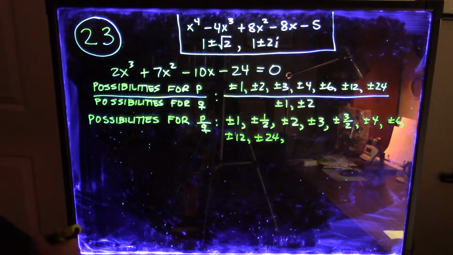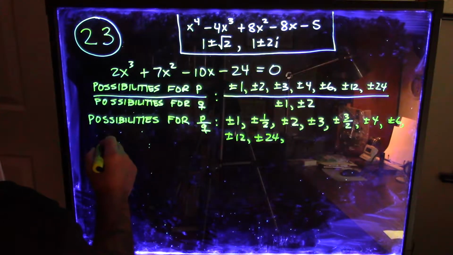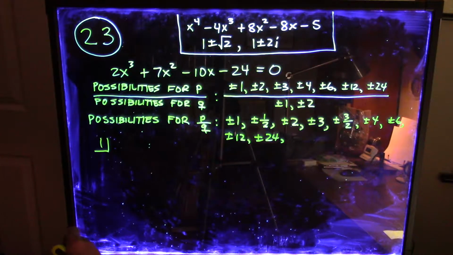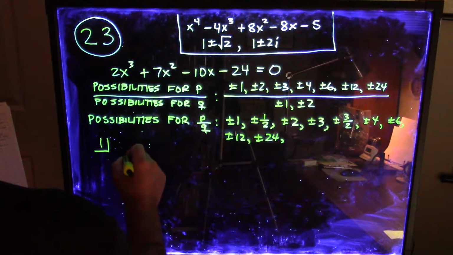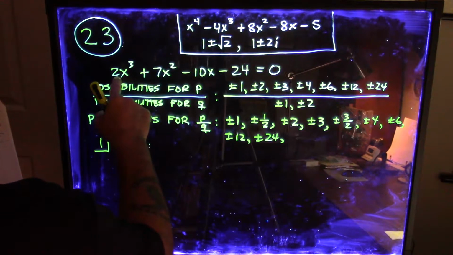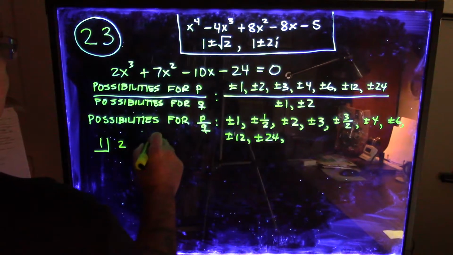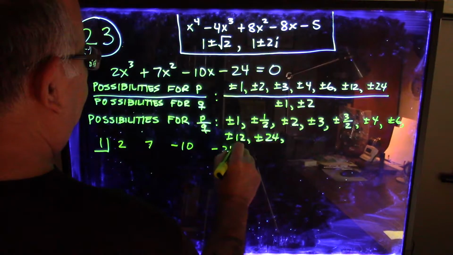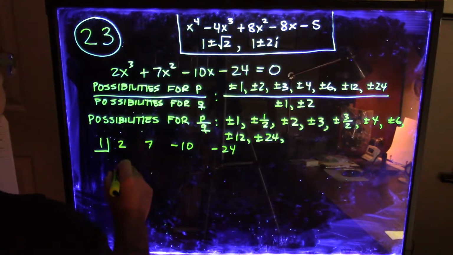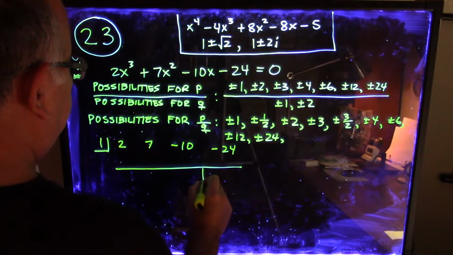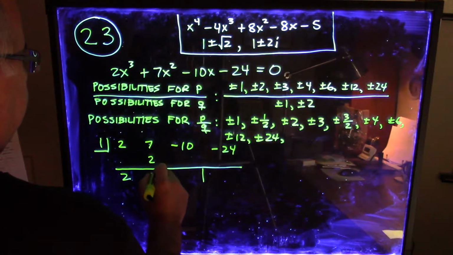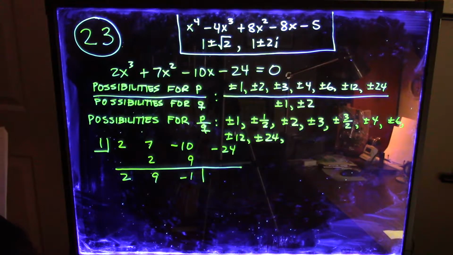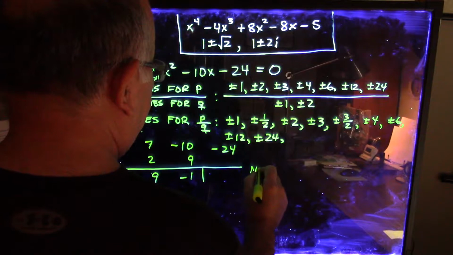So usually we'll try the first one in the list, and see if we get a zero remainder. If we find a zero remainder, then we've found our root, or one of the roots. All right. So use synthetic division. 2, 7, negative 10, negative 24. All right, we can see it's not going to give us a zero remainder. Okay, so this doesn't work.